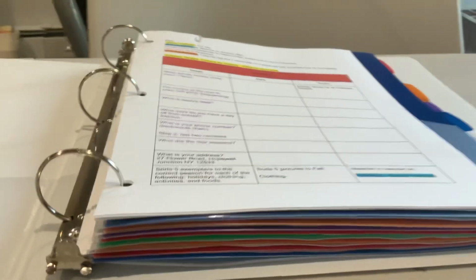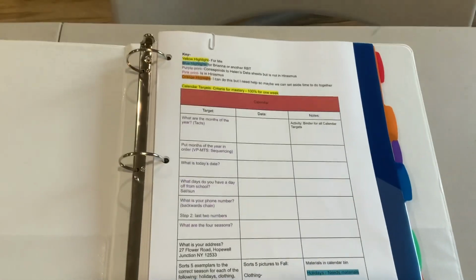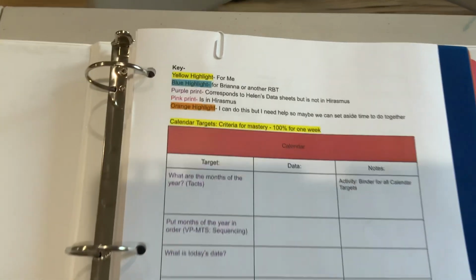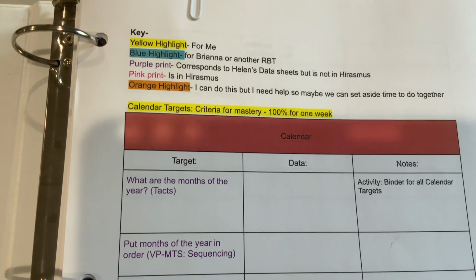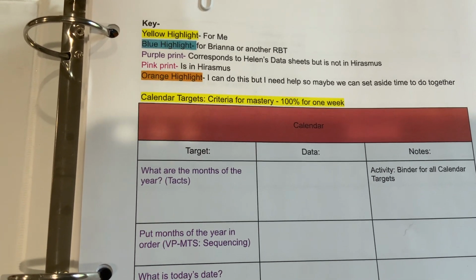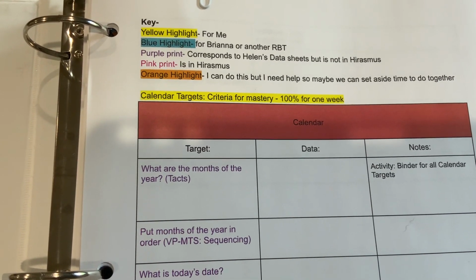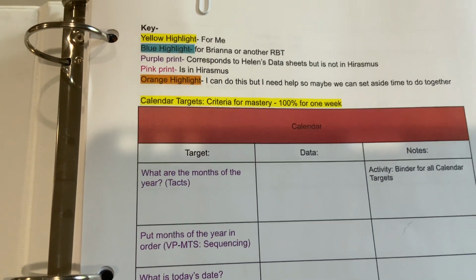So this is the calendar. In the binder, every work block has its own section. At the top, I did put a little key. If it's highlighted in yellow, that means it's for me, and I'm just highlighting it because it's something I want to draw attention to for myself. If it's blue, it's something that I need help with. So it's something that I need Brianna, or another RBT, anybody can do the blue highlighted, to answer for me.